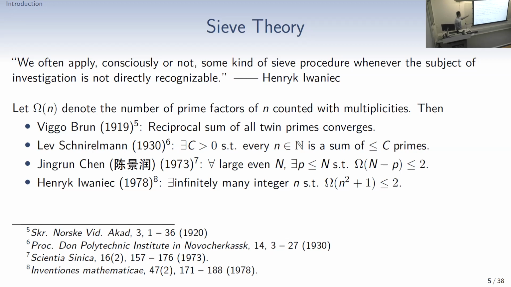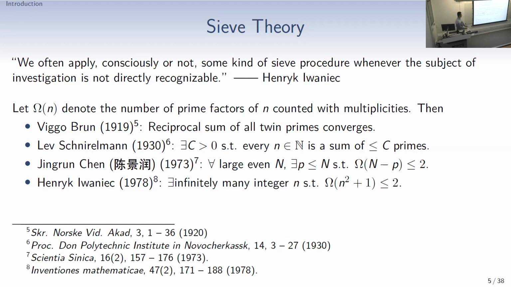So this is the line of work about Schnirelmann. And here comes another Chinese mathematician. In 1973, Chen Jingrun proved that for every large even integer n, we can find some prime p such that n minus p is composed of no more than 2 prime factors. So in brief, especially in China, we have a word, the 1 + 2 proposition, corresponding to that result.